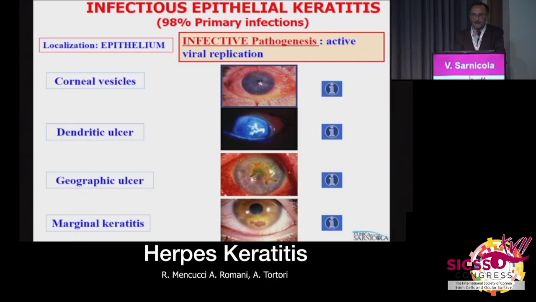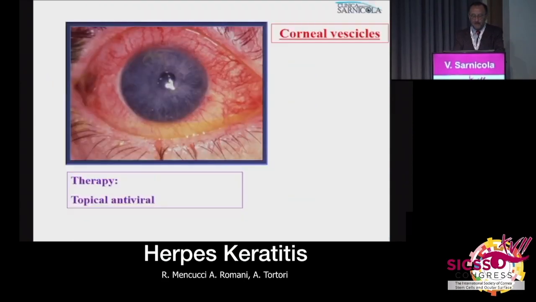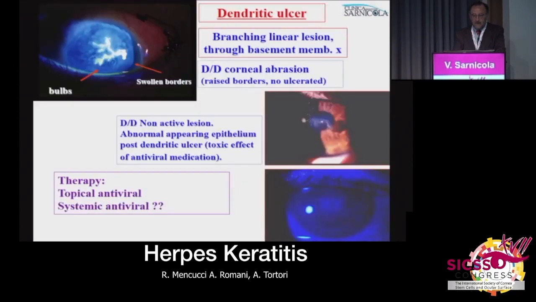Let's now move to the various herpetic lesions which were traditionally recognized. So the corneal vesicles, which is often the first sign of a herpetic lesion. And the treatment, we all agree, is antivirals, topical antivirals in particular. The dendritic ulcer has to do with a dendritic lesion with no involvement of the stroma. Here again, topical antivirals should be used.